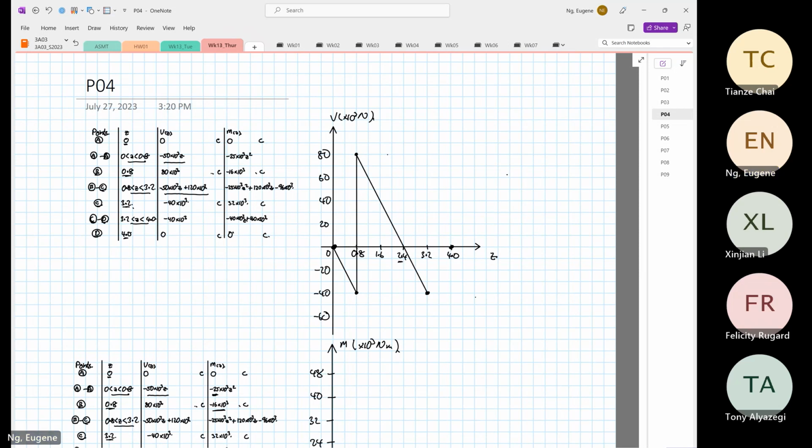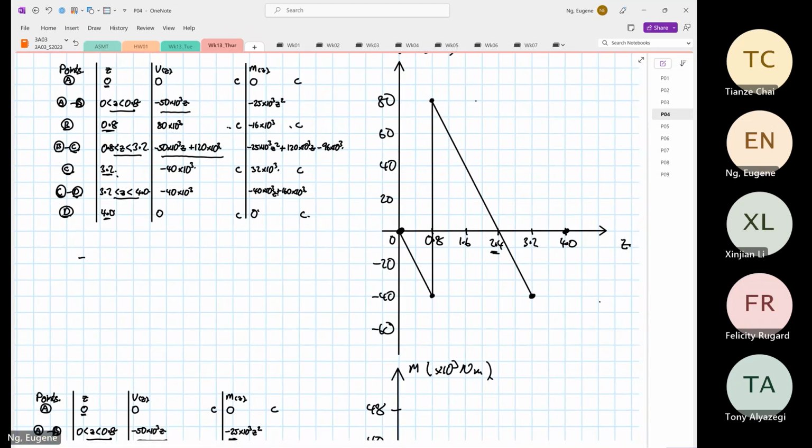Can you all see this? This is 2.4. So to check whether your function is correct, you have -50 times 10 to the power 3 z plus 120 times 10 to the power 3. You want it to be equal to 0. So z is equal to 120 times 10 to the power 3 divided by 50 times 10 to the power 3. So this is equal to what? 120 times 10 to the power 3 divided by 50 times 10 to the power 3 is equal to 2.4. So your equation is spot on.